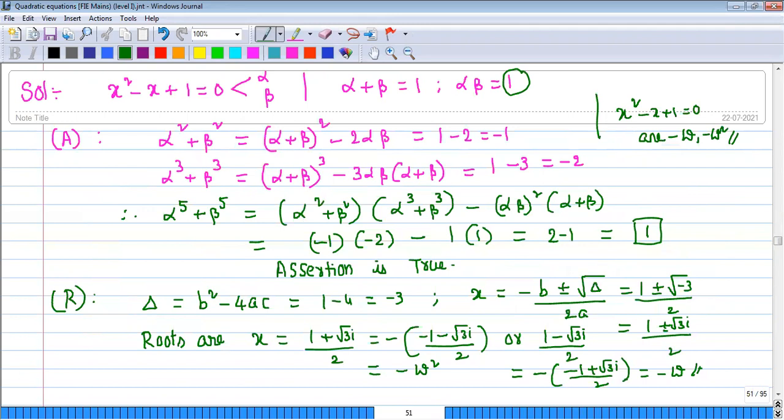So it needs some sort of mathematical manipulations, and also we need to think in a critical manner. Critical analysis needs to be done.